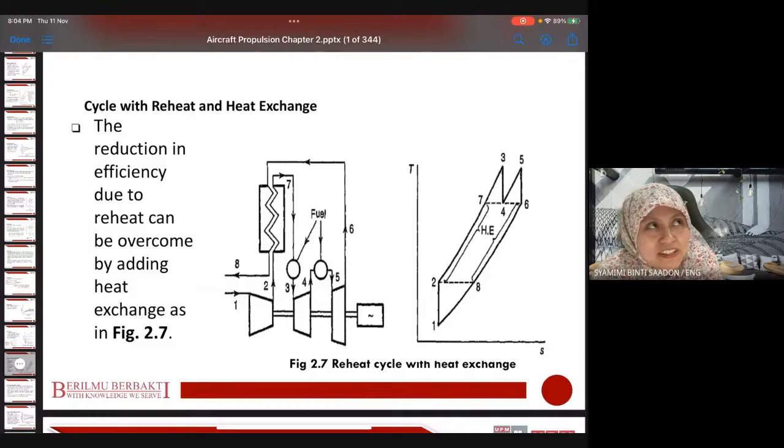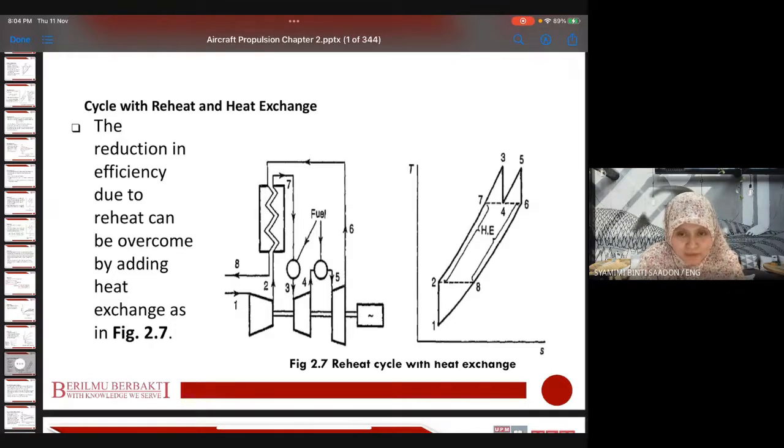So this number 4, I think this is the last modified cycle that I have in my slide. This number 4 is the cycle with reheat and heat exchange, meaning reheat and regenerator, so double again. So what if we modify the gas turbine cycle and add both of these, reheat and heat exchange?